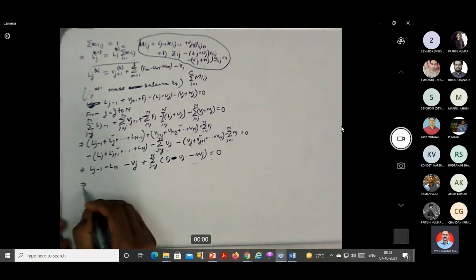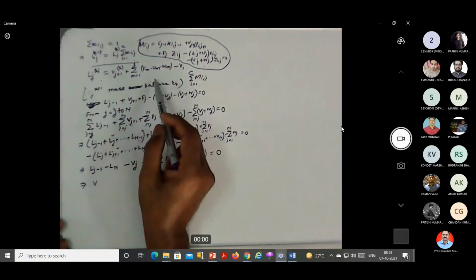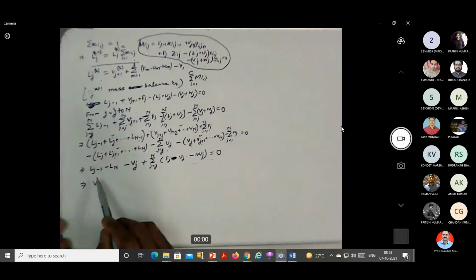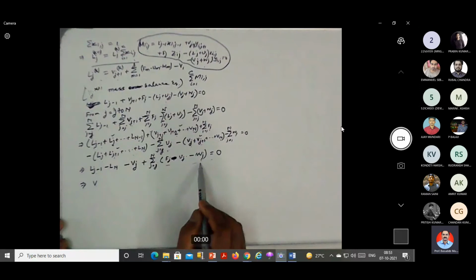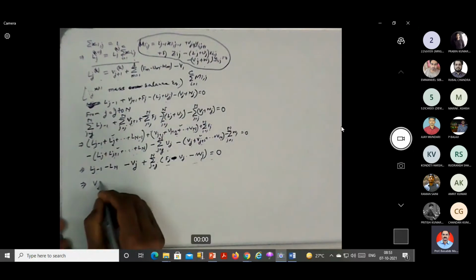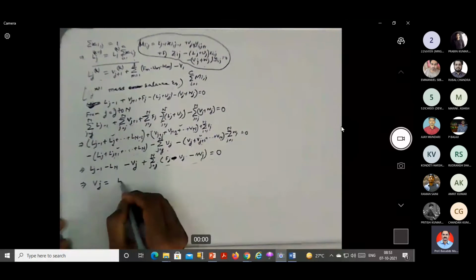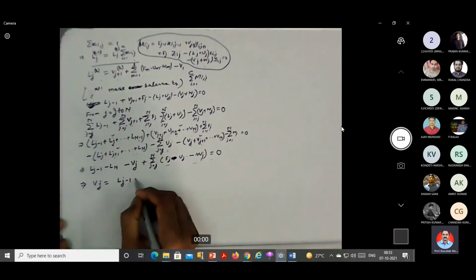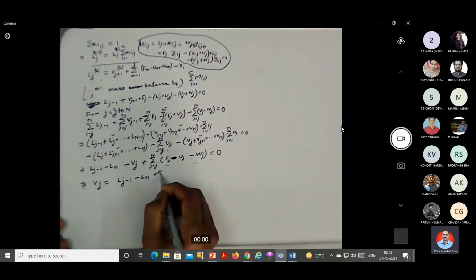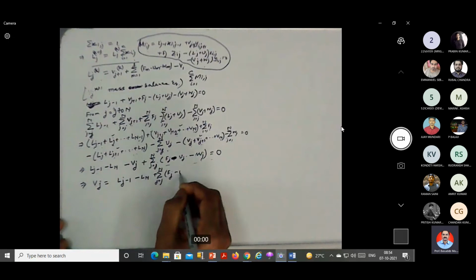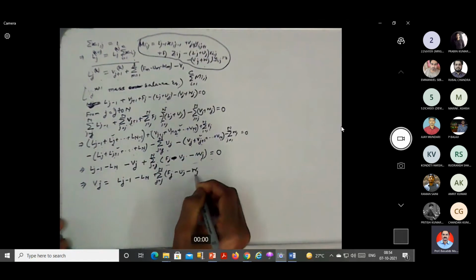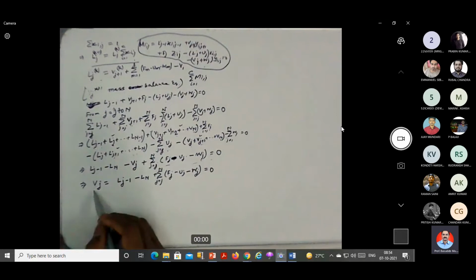Now from this equation we know the liquid flow rate. Lj minus 1, Ln, everything are all inputs, so those are also known to us. So the only unknown is Vj. So from this equation we can write Vj equal to Lj minus 1 minus Ln plus the sum from j equal to 2 to n of fj minus uj minus wj. Now this is the source equation for the calculation of Vj.